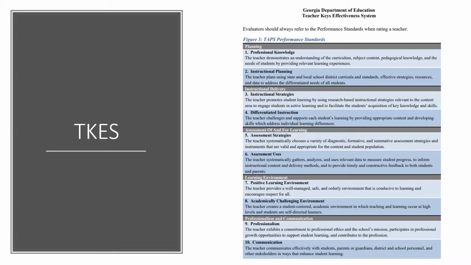So this is a TEKS evaluation, and it's divided into 10 sections, 10 TAPS performance standards, and the two that we're going to be focused on is the assessments of and for learning, which is right there, 5 and 6. So we're looking at assessment strategies and assessment uses, and so by using Canvas to track student data, it has given us the opportunity to help see the progress and inform the instructional content and delivery methods, and so that would improve teachers' scores if they're utilizing Canvas like I outlined in my modules.